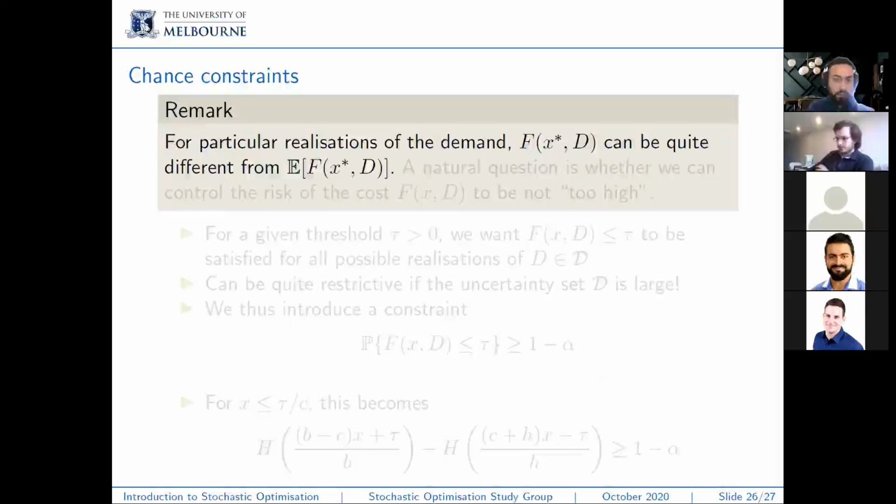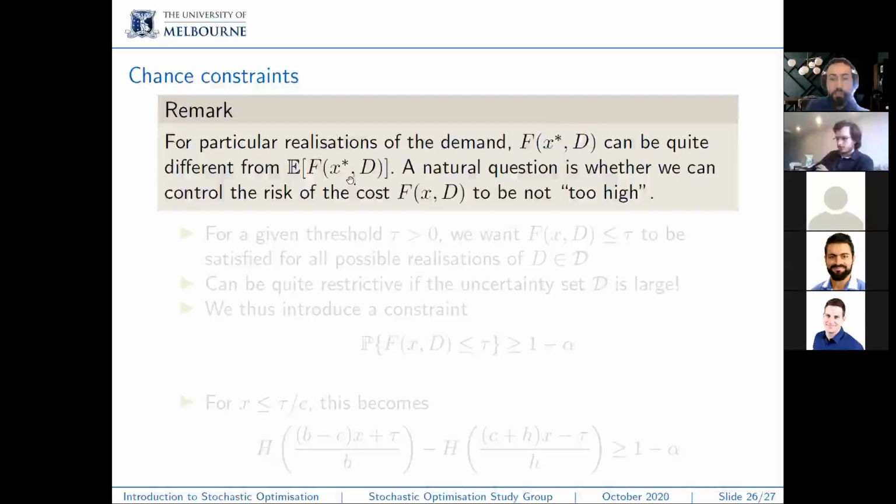So now a quick slide before wrapping up to touch on chance constraints, which Emilian also spoke about. We know that if the problem could have large perturbations or could fluctuate a lot, it means that for particular realizations of the demand, this cost could be quite different from the expected cost. So a natural question would be, can we actually control the risk of the cost being too high? So how do we do this?